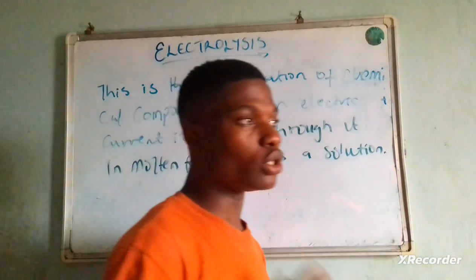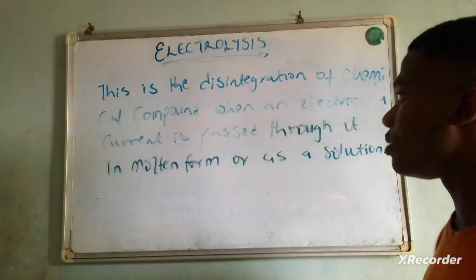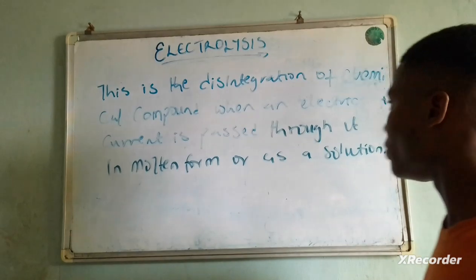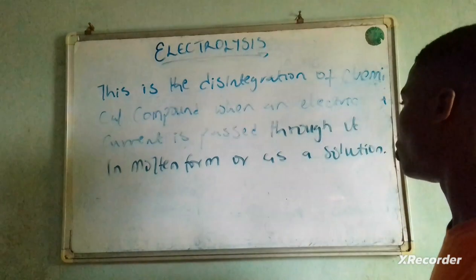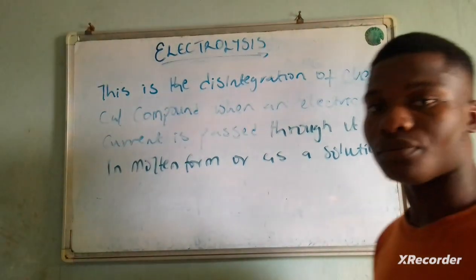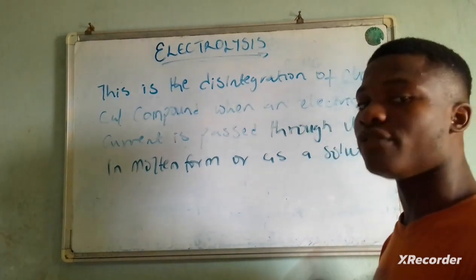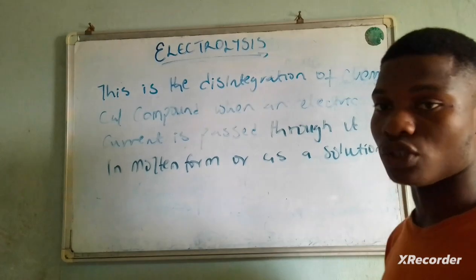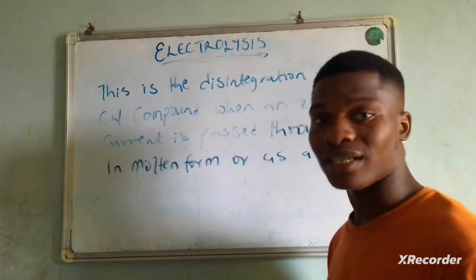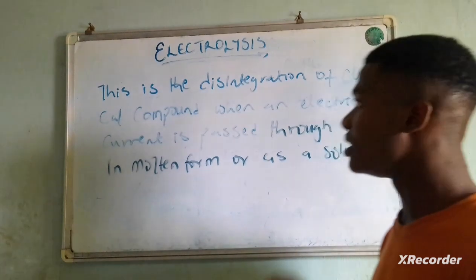So there are certain things I want you to pick out from this definition. Number one, we talked about disintegration, and we also talked about chemical compound. Then we have electric current, and also we have molten form or as a solution. So in order for electrolysis to occur, the compound must be in molten form or must be a solution. And what it means for a compound to be in molten form or to be a solution is that the compound must be mixed or diluted with water. So that's what it means.